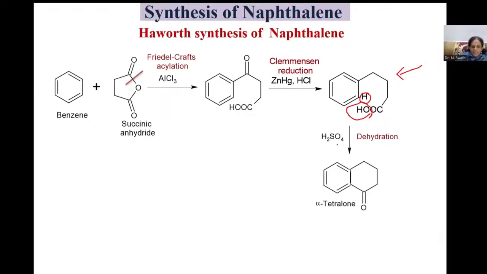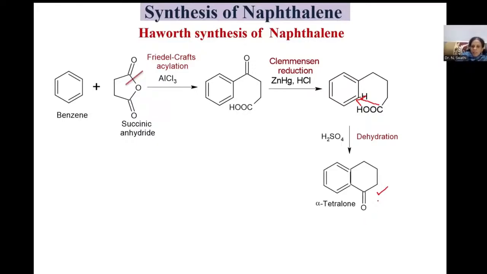Whenever we add concentrated sulfuric acid, it acts as a dehydrating agent. Here the hydroxyl group from the carboxylic group and hydrogen from the benzene ring at the ortho position are removed in the form of water. That is how the dehydration reaction occurs. Dehydration results in cyclization, and during this cyclization the carbonyl group is attached to the aromatic ring, and that is how we finally get alpha tetralone.